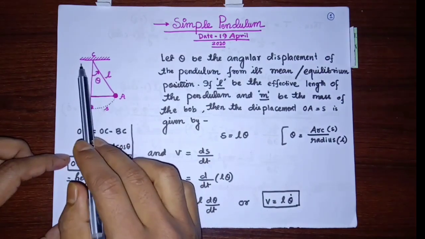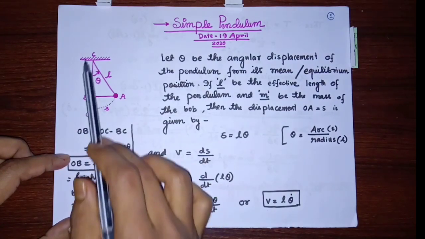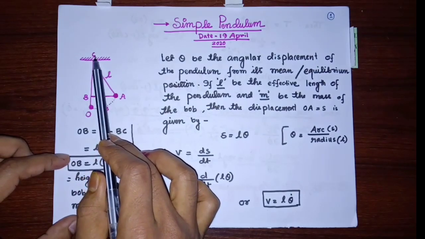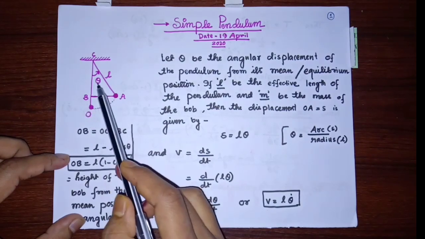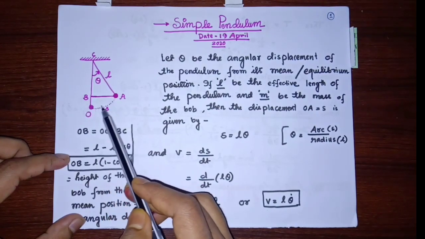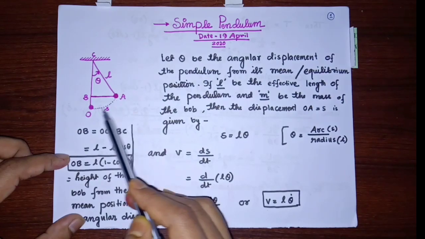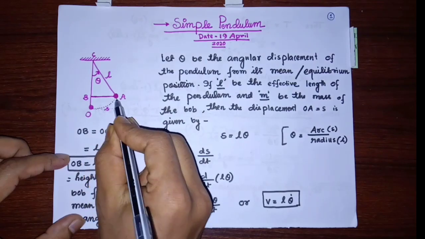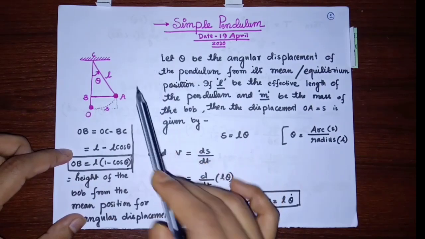Okay, so this is a simple pendulum. This is a bob, this is the length L of the pendulum. It is suspended from a rigid support and this point of suspension I have named C. So when the pendulum oscillates due to the angular displacement theta, it is moved to a position A so that the displacement is given by S, and the height from the mean position is this one, and this height is equal to OB.